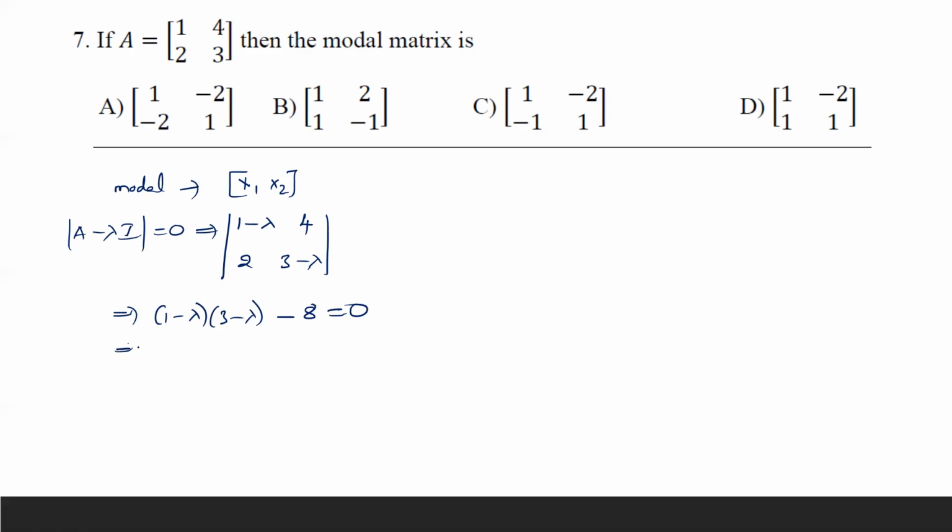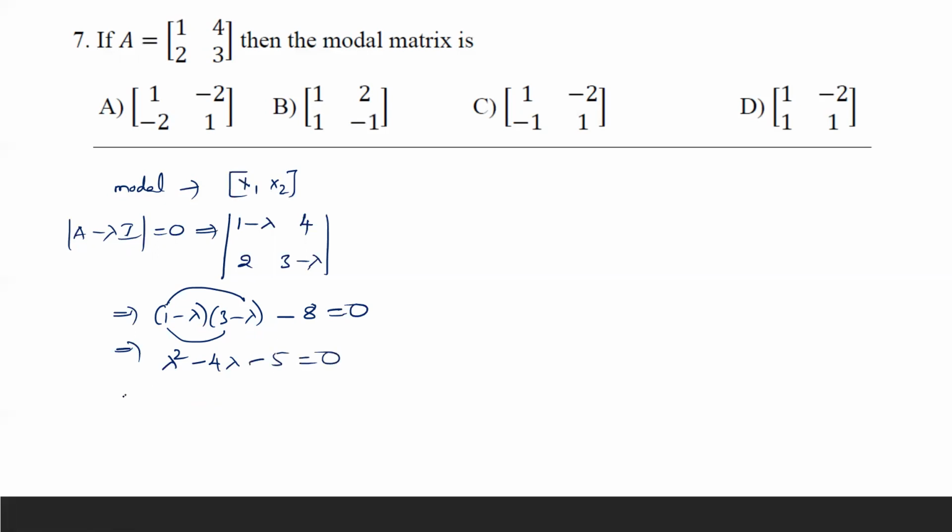Then see if you can simplify this. I'm just multiplying these two minus lambdas, which gives lambda square. Then if you take the lambda terms, 1 into minus lambda, then minus 3 into lambda, minus lambda minus 3 lambda, which is minus 4 lambda. And then if you combine the constants, here it is 3, and here is a minus 8 also. 3 minus 8, we'll get minus 5 is equal to 0.